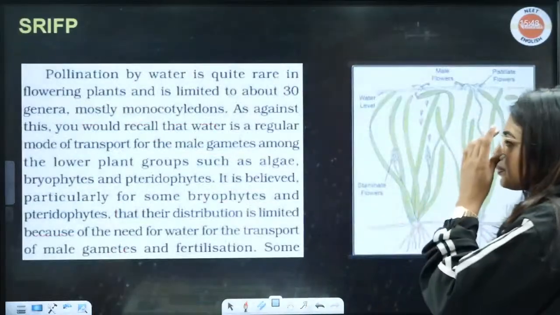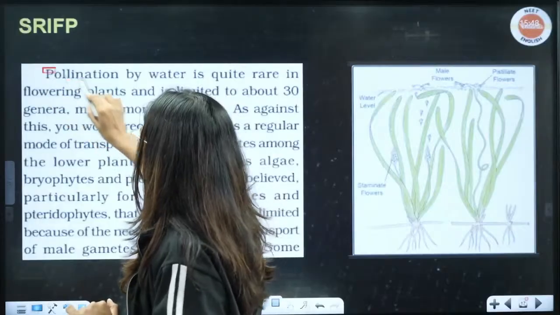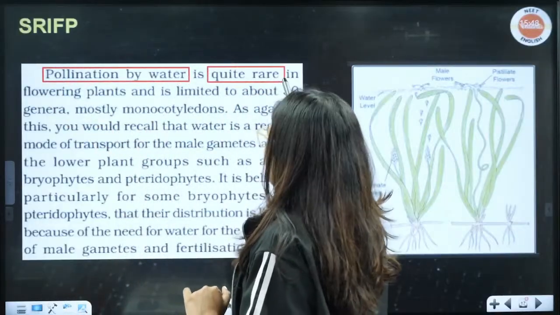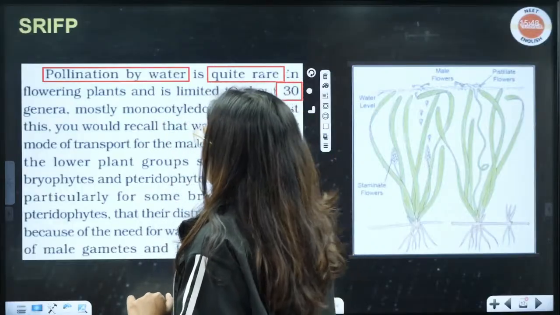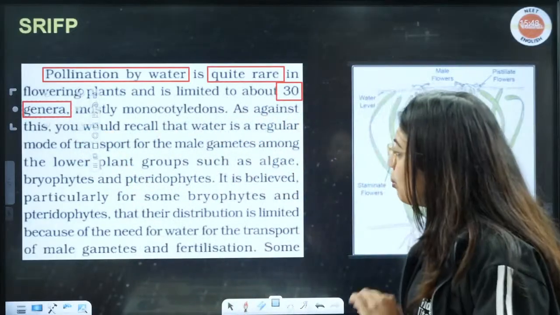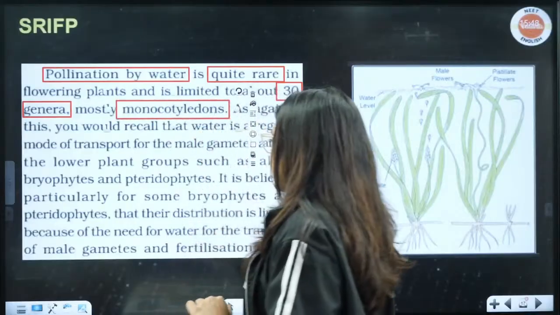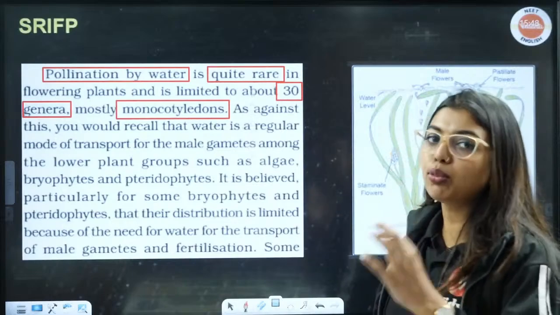Now, pollination by water. Okay, pollination by water. Now, pollination by water is quite rare in flowering plants and it is limited to about 30 genera. Okay, it is limited to how much, students? 30 genera. Mostly monocotyledons. Mostly what? Monocotyledons. As against this, you would recall that water is the regular mode of transport.